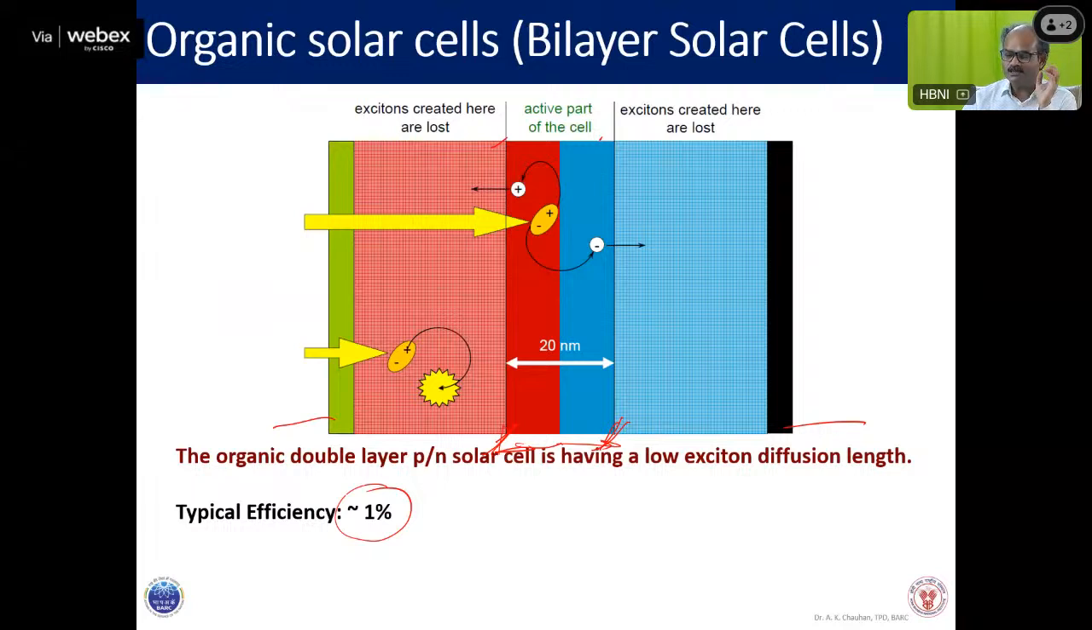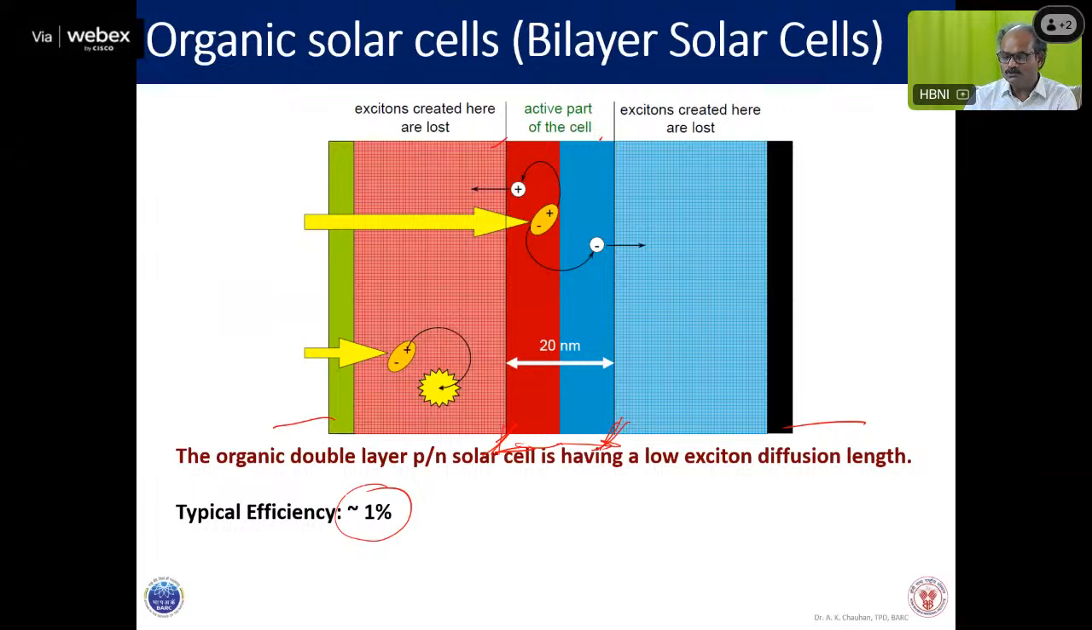And otherwise, the efficiency was 0.00, 0.02, something like that. And in most of the papers of those times, the efficiencies of these bilayer devices were very low. So this was the first kind of organic device, the bilayer device. The experiments were done for a few years and then it was stopped.